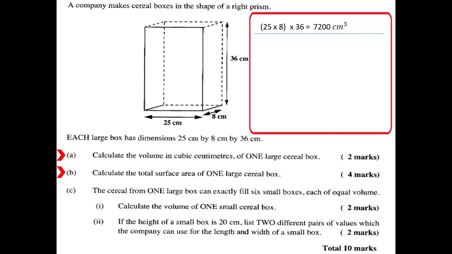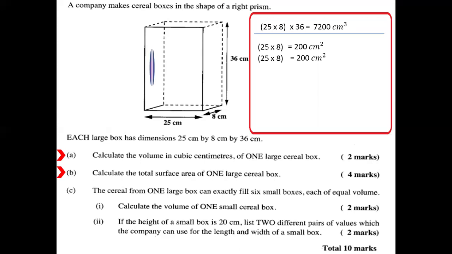Calculate the total surface area of one large cereal box. Now let's concentrate. This is a box with what? 1, 2, 3, 4, 5, 6 sides. Now let's start with our base face here. That's 25 times 8. But it also has a similar face at the top, right? So it's another 25 times 8, 200 centimeters squared. So we have our bottom face and our top face for this solid.